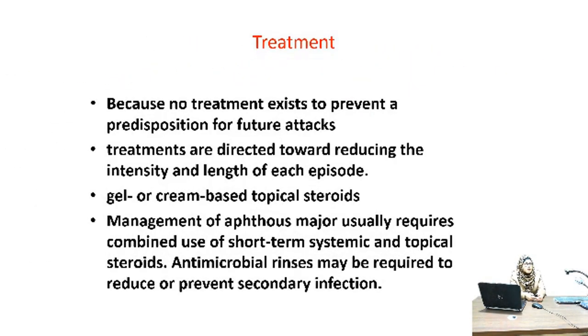The treatment, there is no treatment exists for the aphthous ulcer. The treatment is also for prevent the predisposition for this ulcer for attack, for future attack. The treatment is directed with the reduction of intensity and length of the episode of the lesion by putting gel cream of topical steroid on the lesion, and the management usually require combination of use of short systemic or topical steroid. Antimicrobial rinses may be required for reduce or prevent secondary infection.